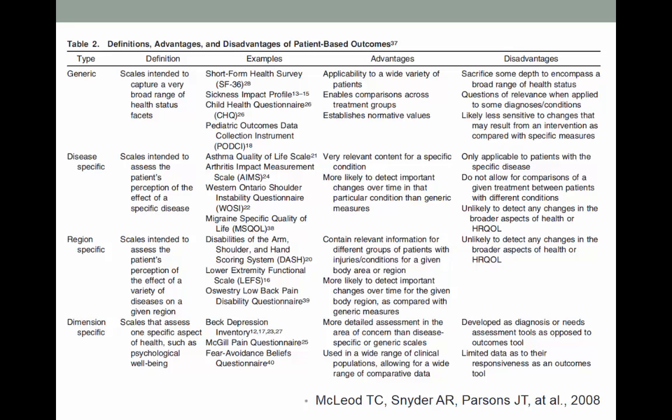This table might be helpful for anyone who is still a little confused about the different types of patient-based outcomes. This lists each type of outcome, the definition, example of these outcomes, advantages, and the disadvantages of these outcomes.